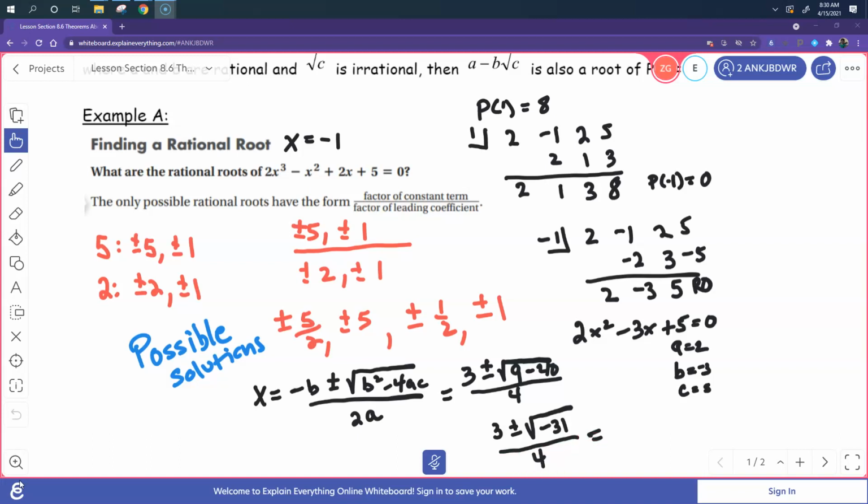So what does this tell us? It's going to be two imaginary answers. So we have 3 plus or minus the square root of 31i over 4.